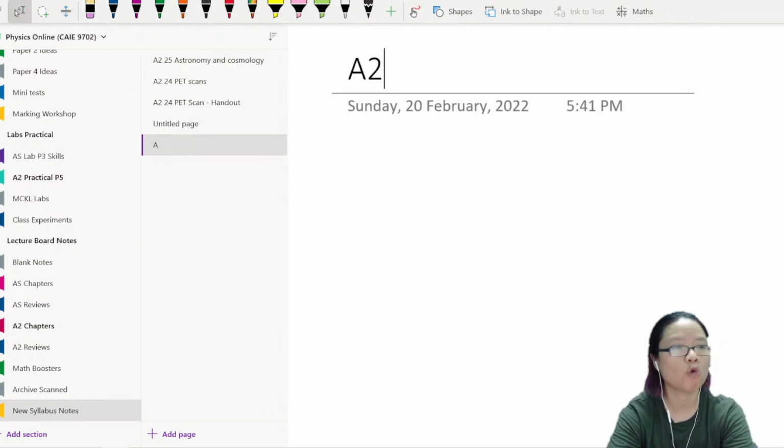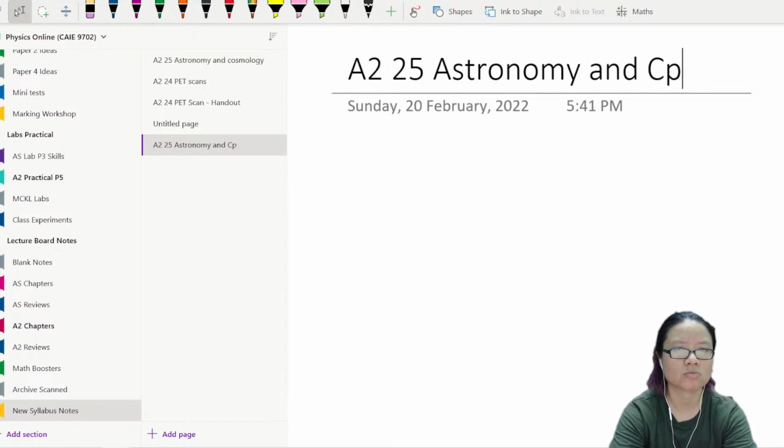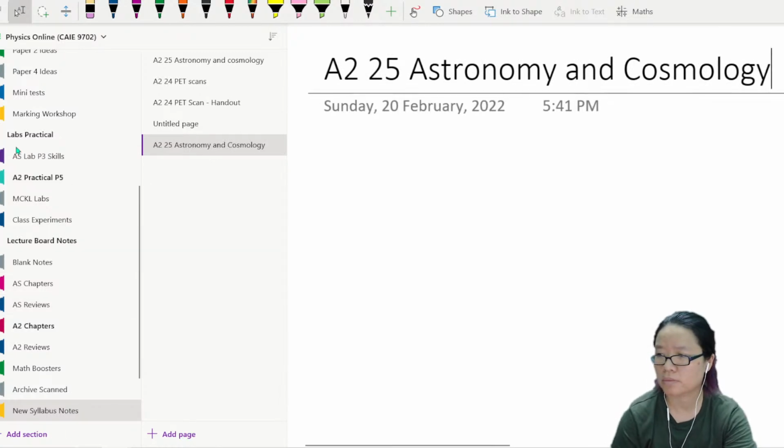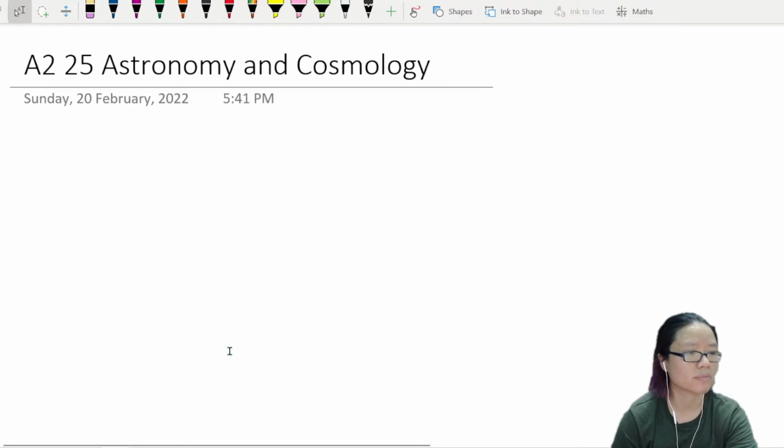So we will go old school. Miss Lee will write on the spot. Paste on the spot. Astronomy, cosmology. Because it takes time to type.